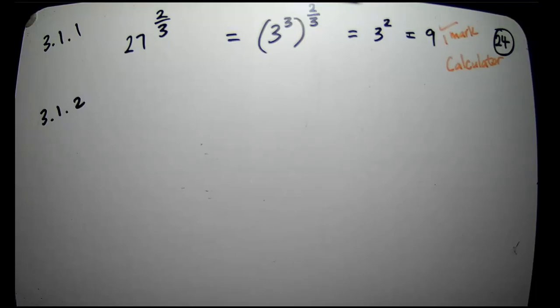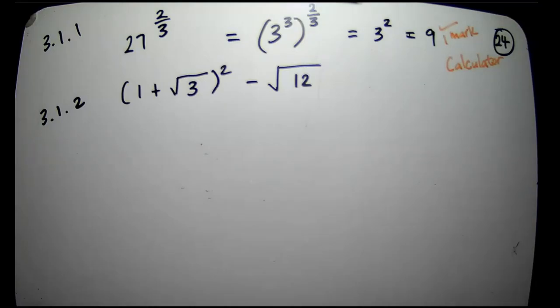Now, 3.1.2. This is the question. So that is squaring a binomial. Notice 1 plus root 3 all squared, that is squaring a binomial.